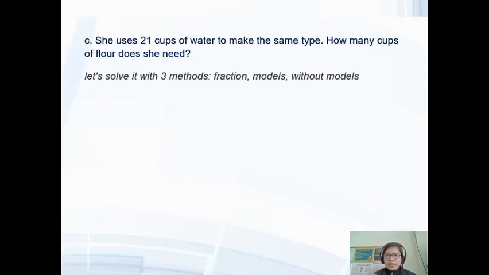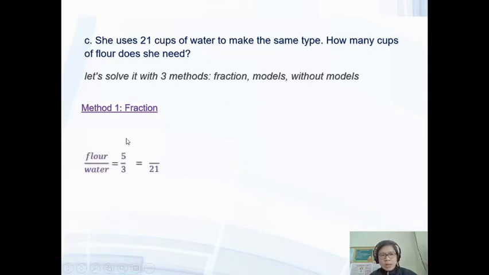And then we are going to solve this one in 3 methods. The first one is fraction, the second is bar models, and the last one is without bar models. Okay, let's see the first method, using fraction. As you know, ratio can be written as a fraction. We are comparing the amount of the flour to the amount of the water. So the flour becomes our numerator, 5, and the water becomes the denominator, 3. This is our first ratio, 5 to 3, the fraction 5 over 3. Remember, we do not write a fraction as a mixed number when we talk about ratio. And then the condition number 2, this is the first condition.